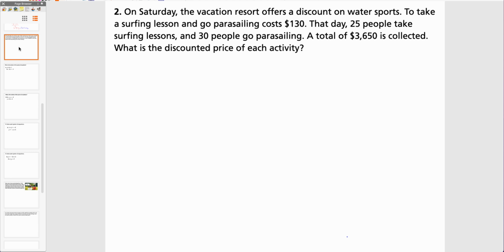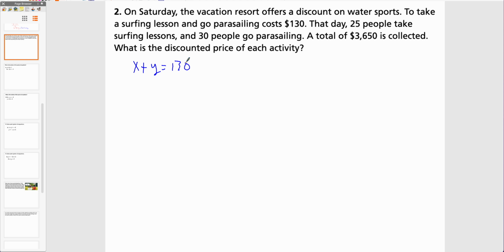All right, on Saturday, the vacation resort offers a discount on water sports. A surfing lesson plus parasailing costs $130. That day, 25 people take surfing lessons, 30 people go parasailing, and a total of $3,650 is collected. So what is the discounted price of each activity? It's the same problem with different numbers, right? So X plus Y equals what? 130.